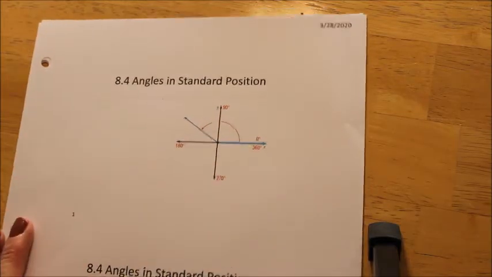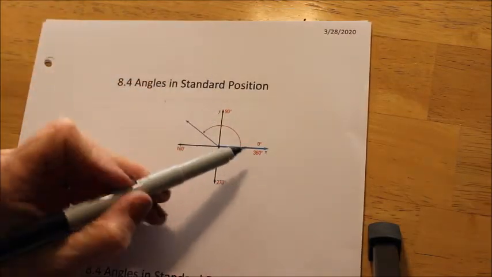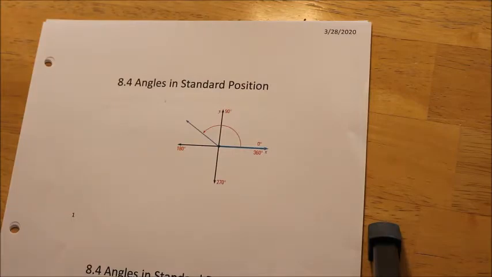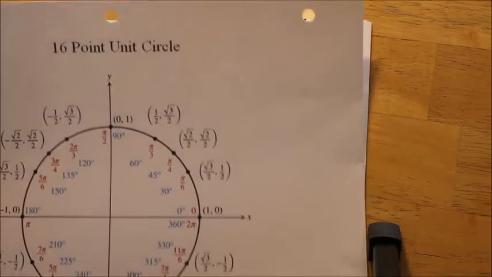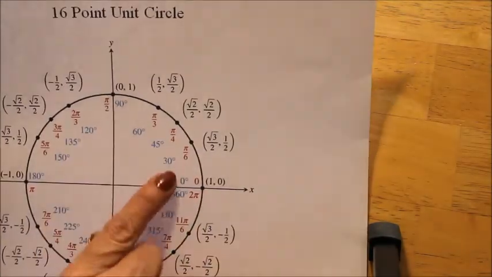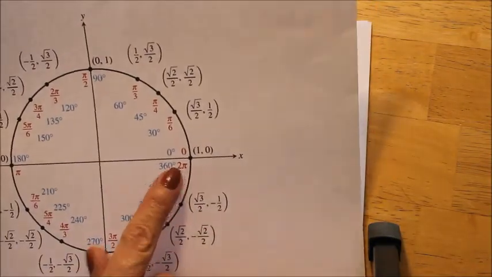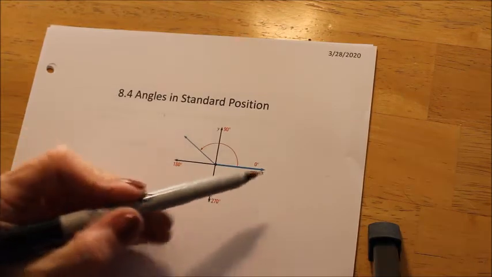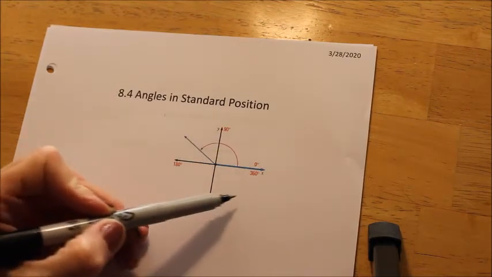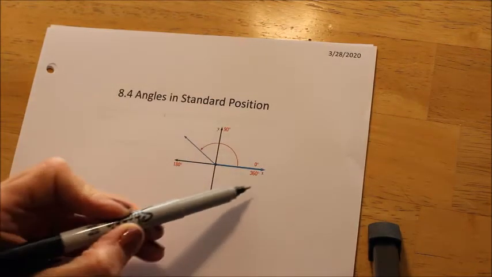So here's a specific coordinate grid. Remember when we were doing the unit circle yesterday, that as you go around a circle, you've got the 0, 90, 180, 270, 360, and that's what's going on here. You just have to imagine it's a big circle that's going around.